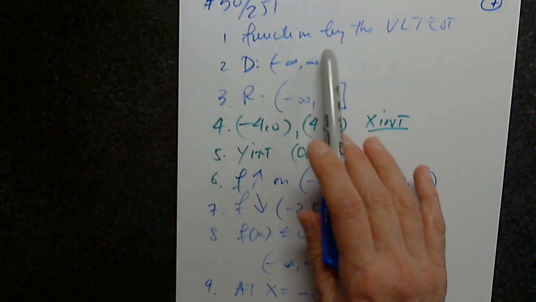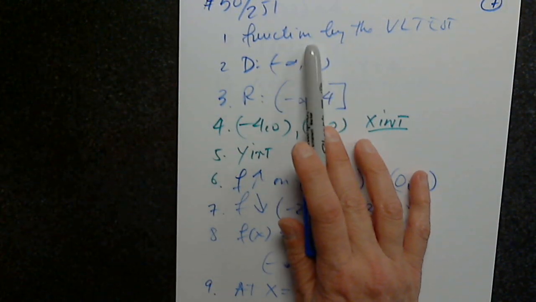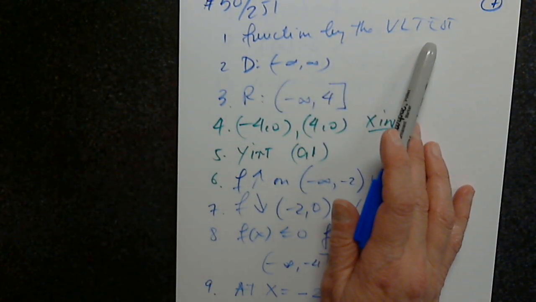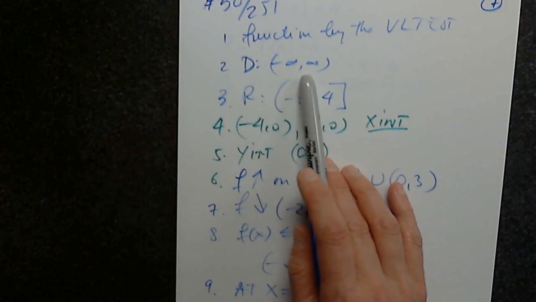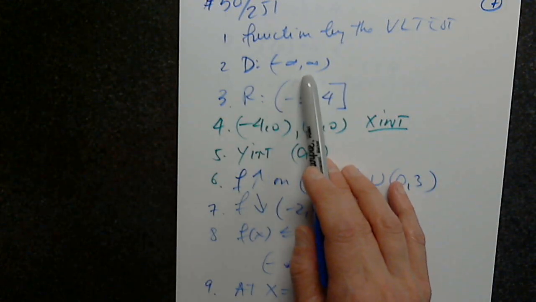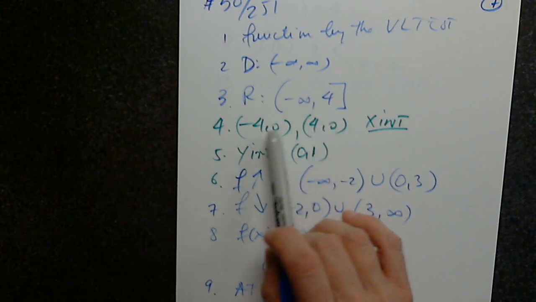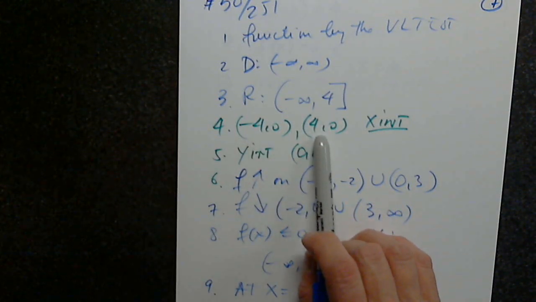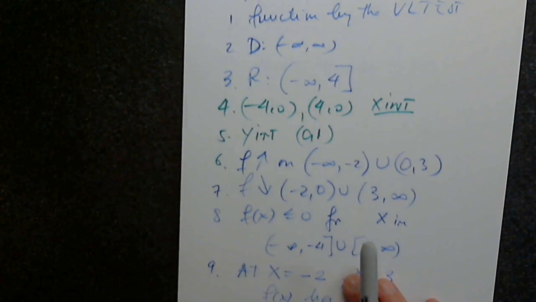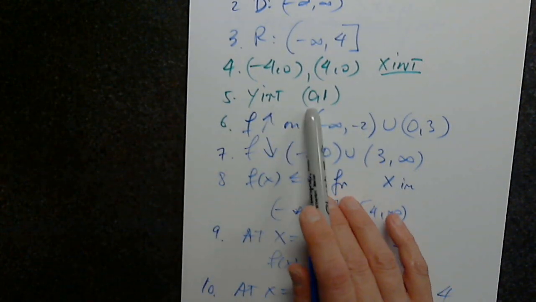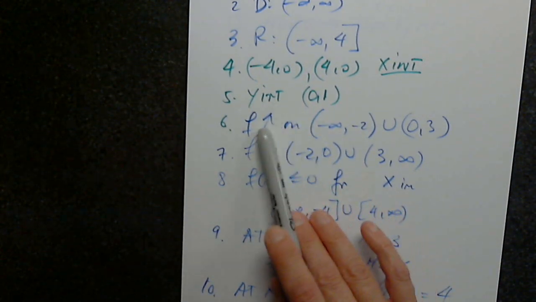Okay, so the function was, the graph represented a function by the vertical line test. The domain was indeed all real numbers. The range was negative infinity to 4. The x-intercepts were (-4, 0) and (4, 0). The y-intercept is (0, 1).